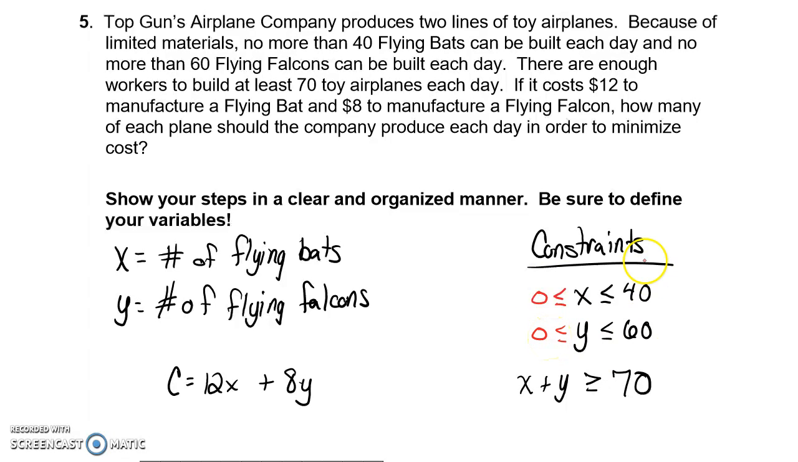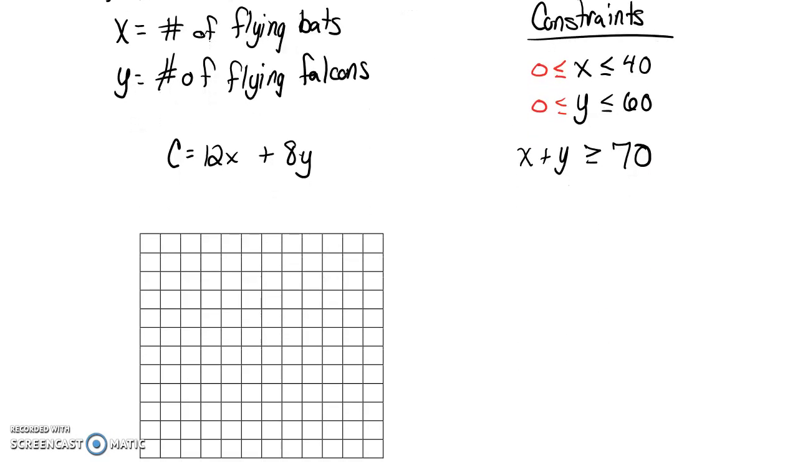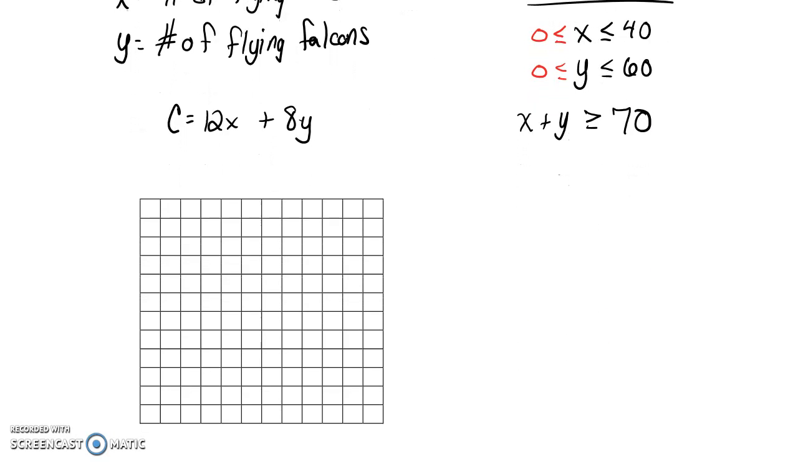So now I'm going to ask you to take these constraints and try to plot them on the coordinate plane, recognizing that what we're focused on is quadrant 1 because of those implicit constraints. You can try to use Desmos, or you can try to graph those on your own. Our x's in this case are representing the flying bats, and our y's the flying falcons.